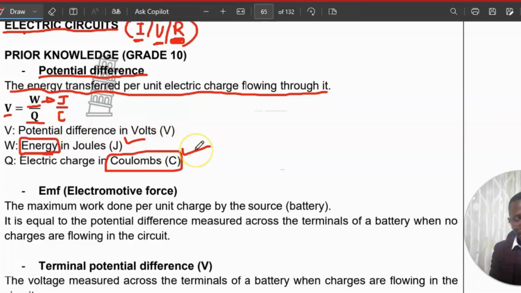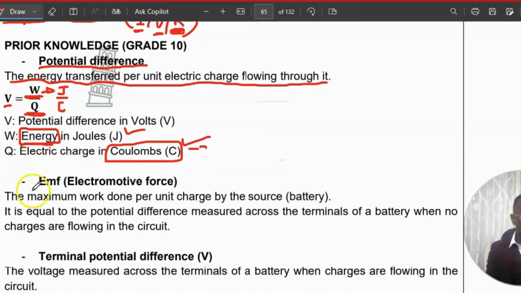Where are you moving this single coulomb charge? You're moving it through a wire. So that's what potential difference is. It is the amount of energy needed to move a single coulomb charge through a wire. Please write that down and make sure that you can try to derive that definition from the formula, because you do have a formula sheet in your exam. Don't try to cram definitions. Try to derive them from your formulas. That's the way of a physical science student.